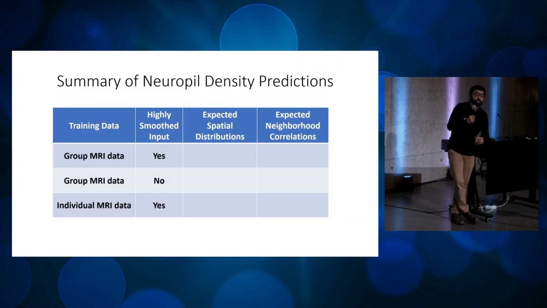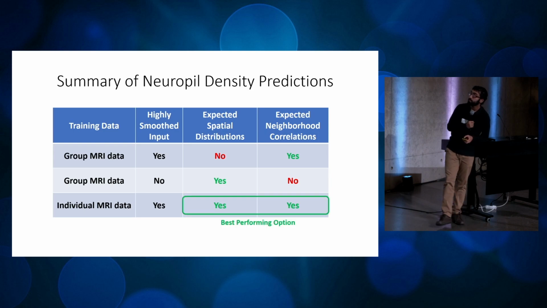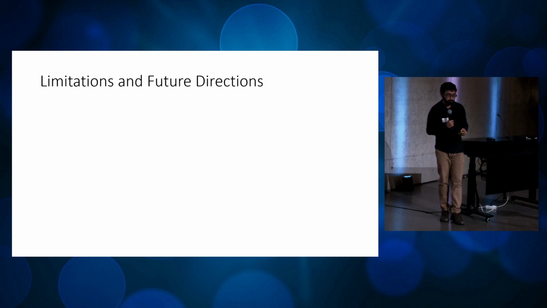And so just a summary, group average training with highly smooth input does not give us the kinds of spatial distributions we see in the gold standard. When we do group average training without the smoothing, we do see the expected spatial distributions, but not the expected spatial autocorrelations. And when we do the individual training, we end up getting the expected kinds of images. And so we consider this the best performing option.